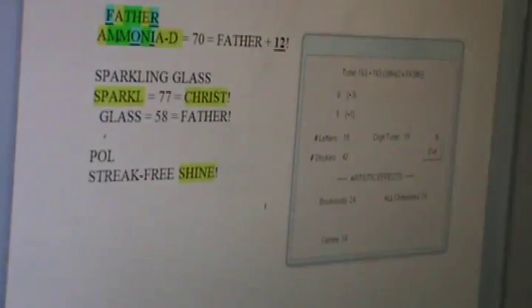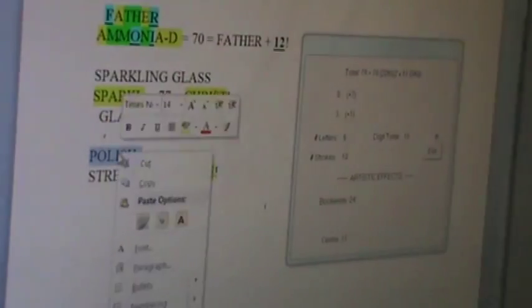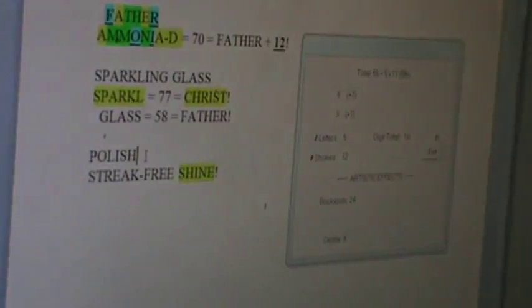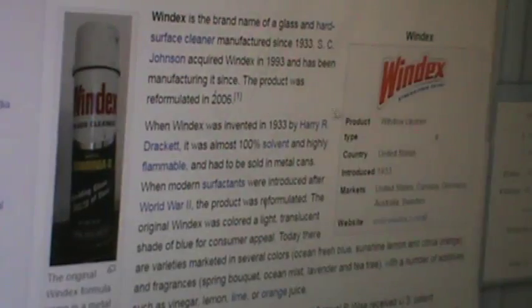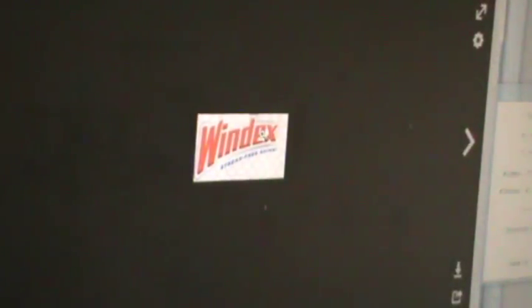Incidentally, the words polish and varnish are both plus one for Father. You know, you polish something until it shines. That was awesome. I knew it was going to be gorgeous. Okay, so we solved the motto. That's what's written, folks. There it is, streak free shine.